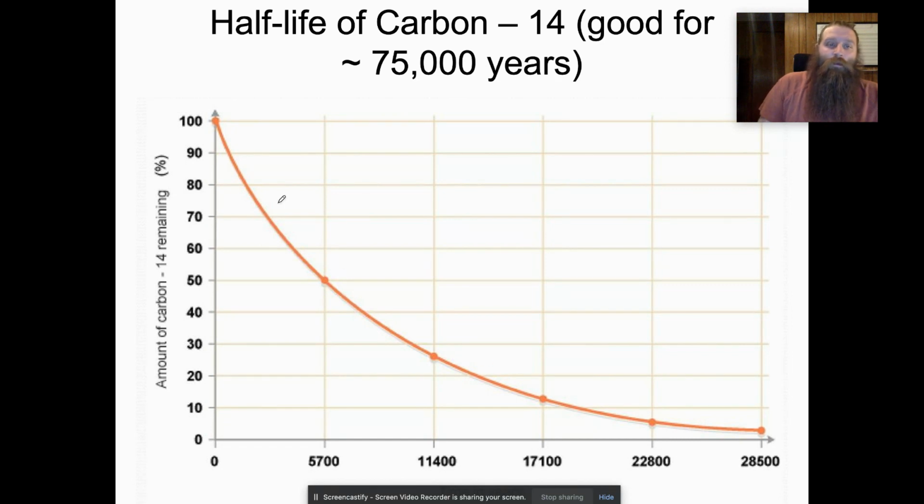And so, if it died today, it should have 100% carbon-14. None of it should have decayed away. But as things get older, they come down the line. Let's say you find something right here. Well, that tells you it's roughly 27,000 years old.